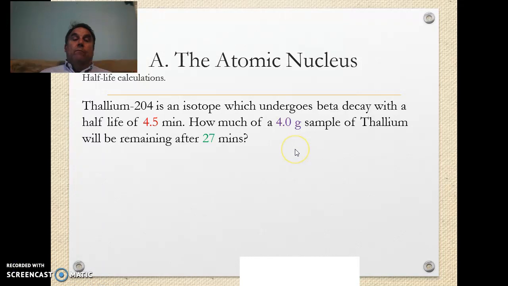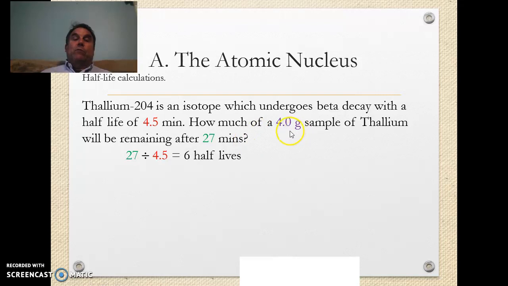So, what do you have to do first? Well, you have to ask yourself, 27 minutes represents how many half-lives? Because after each half-life, half of the parent material will decay into daughter material. So, how many half-lives? Well, 27 minutes divided by 4.5 minutes per half-life would be 6 half-lives.